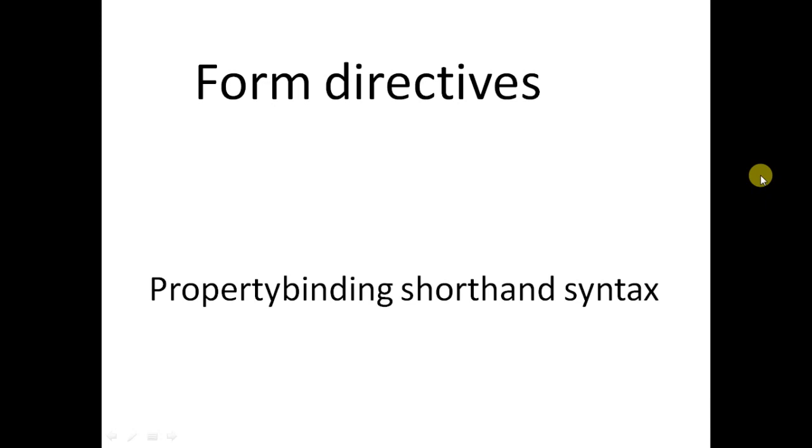Now, property binding shorthand syntax. Because the value you assign to the name directive is a string literal, you can use a shortened syntax and omit the square brackets around the attribute name. Note the square brackets around the attribute name and single quotes around the attribute value. formControlName must be used in the scope of the formGroup directive. It links one of its child FormControl instances to a DOM element. And that's it for the property binding shorthand syntax.